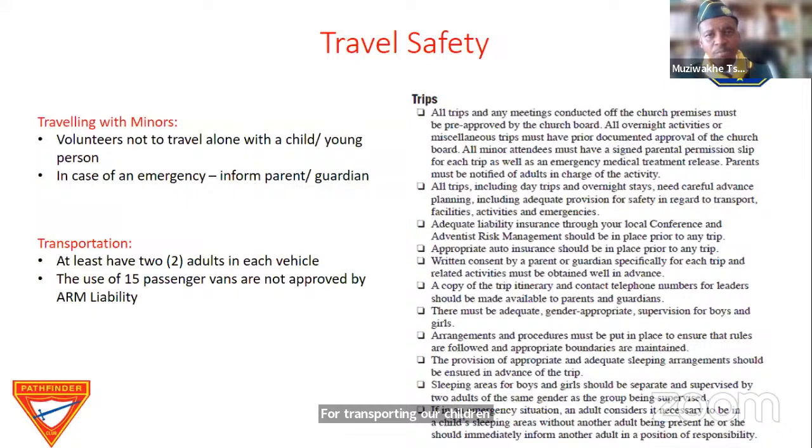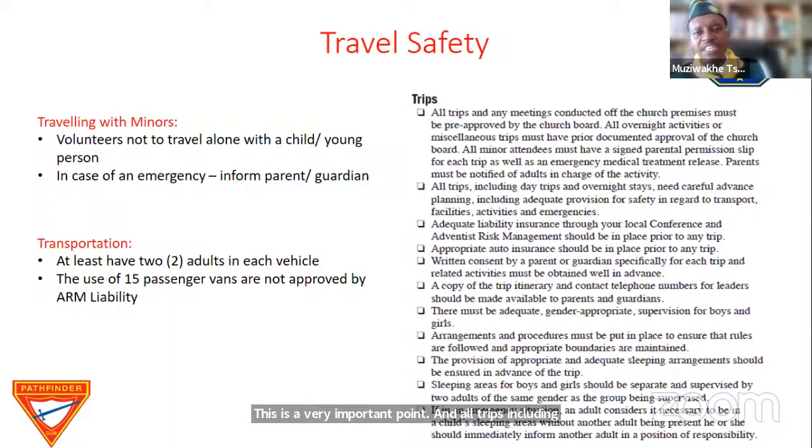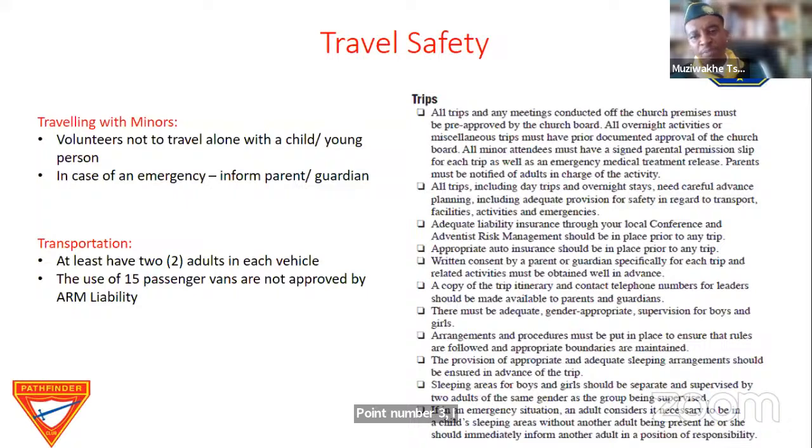Leaders, I want to also encourage us to note these important points: all trips and any meeting conducted off the church premises must be pre-approved by the church board. This is a very important point. And all trips, including day trips and overnight stays, need careful advance planning. And where possible, leaders, please go and check the facilities, know everything about them, including the emergency areas that you need to be aware of. Point number 3, adequate liability insurance through your local conference is important. And here, leaders, we need to ensure that our children are covered.